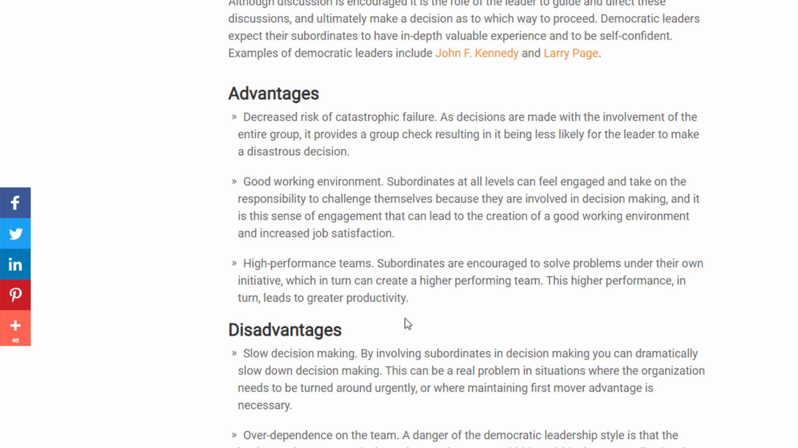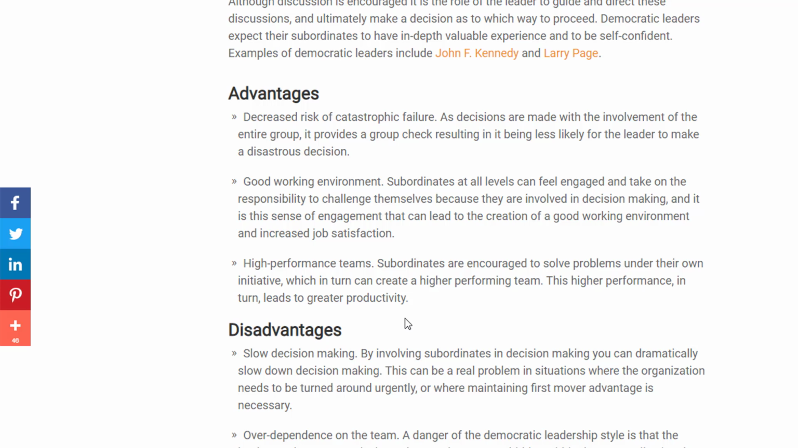Subordinates at all levels can feel engaged and empowered and take on responsibility to challenge themselves because they are involved in the decision-making process. And it is the sense of engagement and empowerment that can lead to the creation of a good working environment and increased job satisfaction. So this type of leadership style empowers, encourages the workers, the subordinates to go out and do what they have to do, their own thing, try to think on their own, show initiative, and those kind of things.